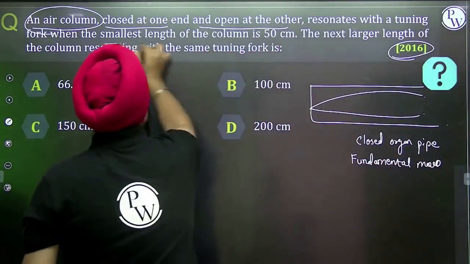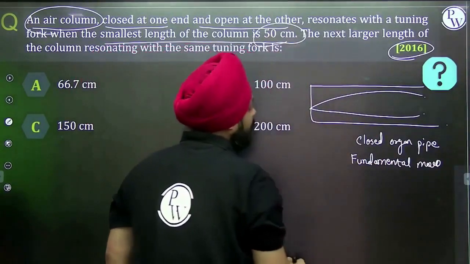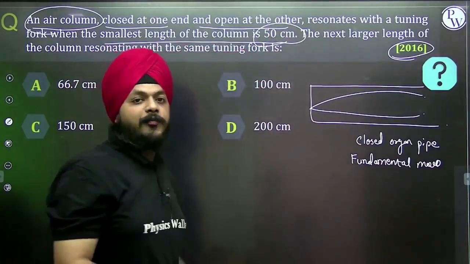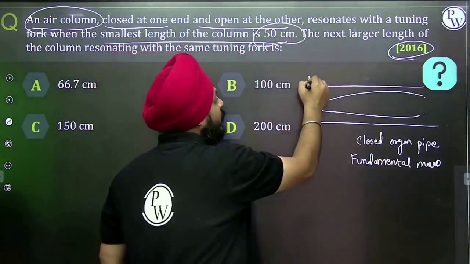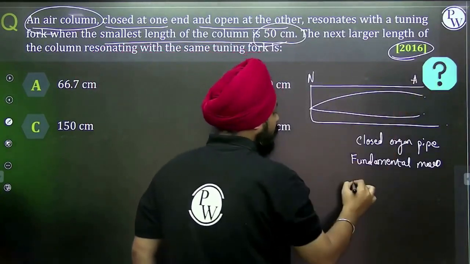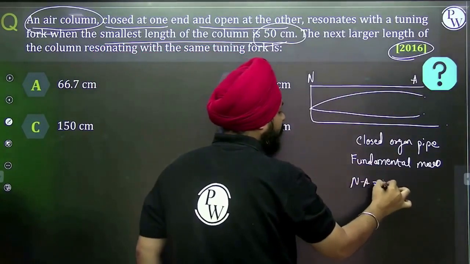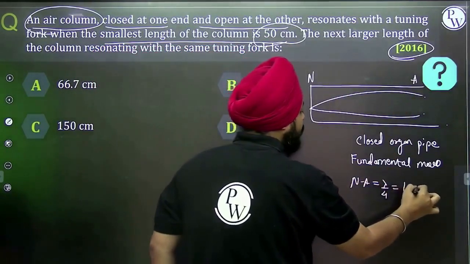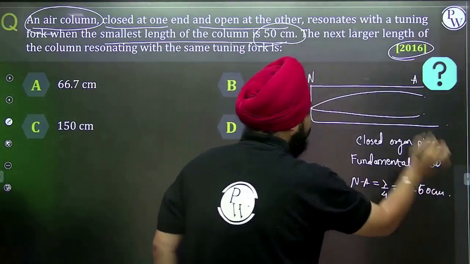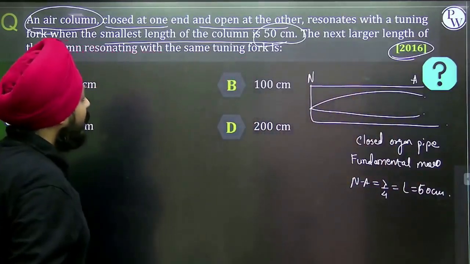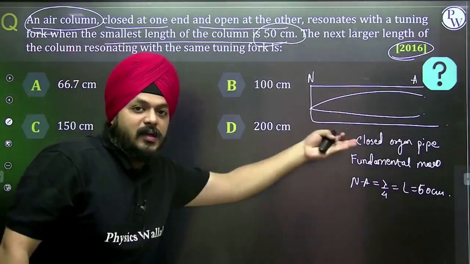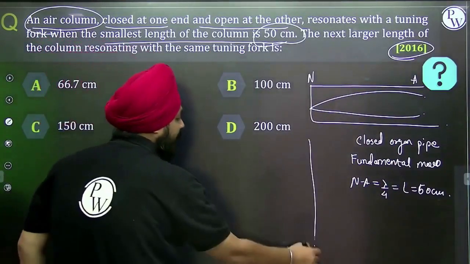The smallest length is 50 centimeter, right? It means we are talking about the fundamental mode. So here we are having node and antinode. The distance between node and antinode is equal to lambda by 4. That is the length, and that is equal to 50 centimeter. The next largest length. So this is a fundamental mode.